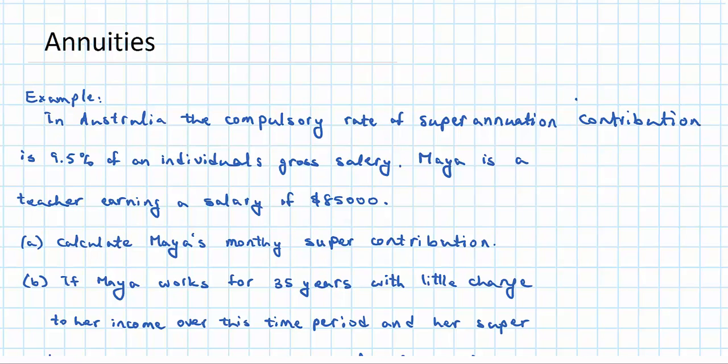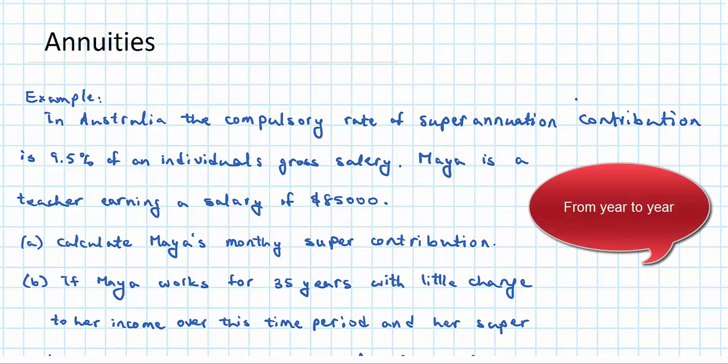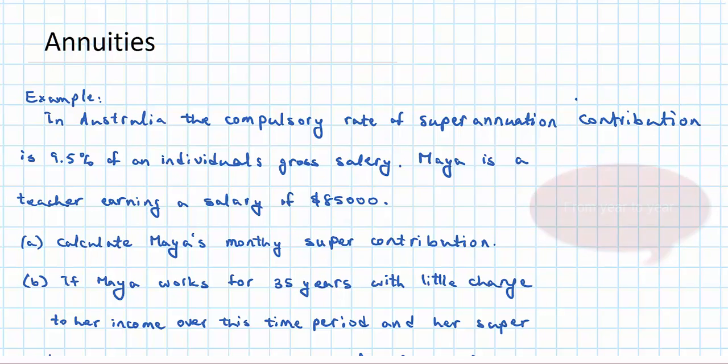I've picked a teacher's salary because teachers' wages don't change much from month to month, to try to make it more realistic. So the first part is to calculate Maya's monthly super contribution. Let's highlight what we have. The contribution from the employer is 9.5% of her salary, and we want to know how much that actually is per month.